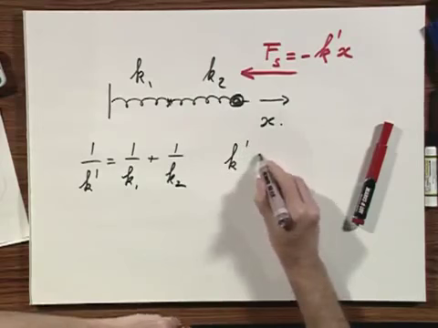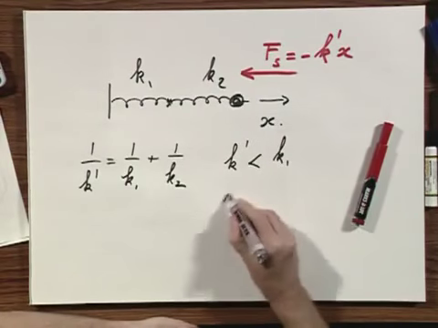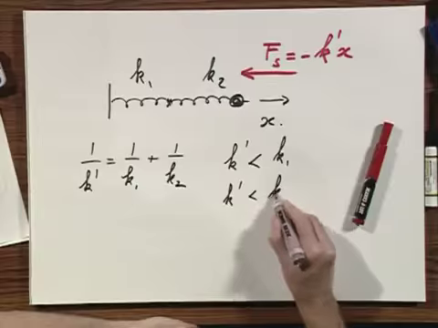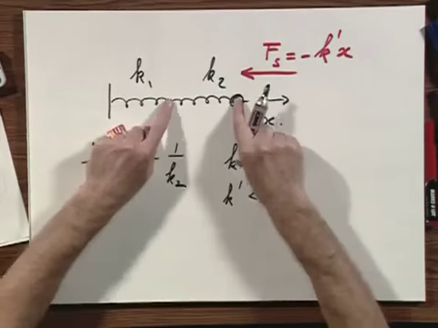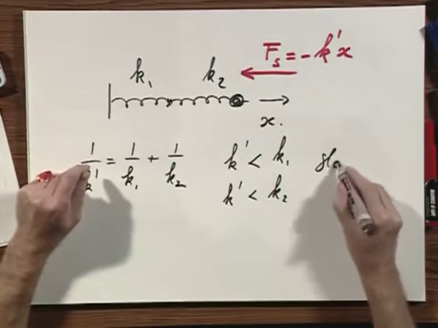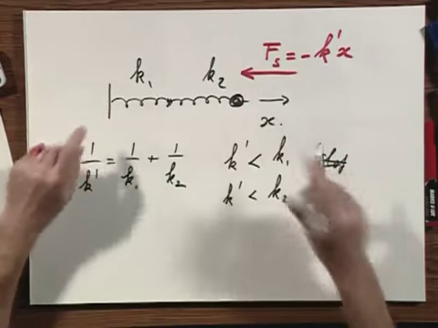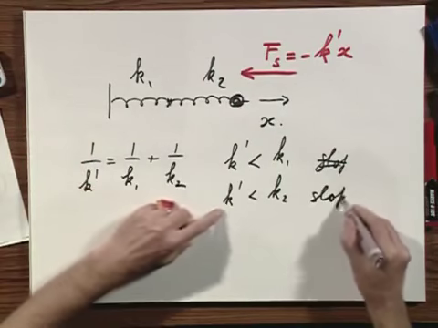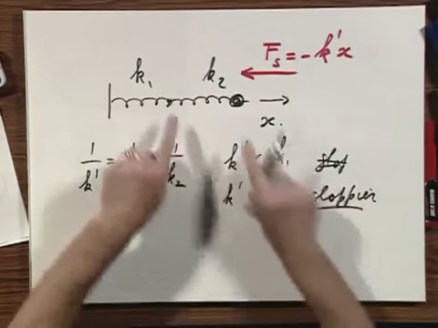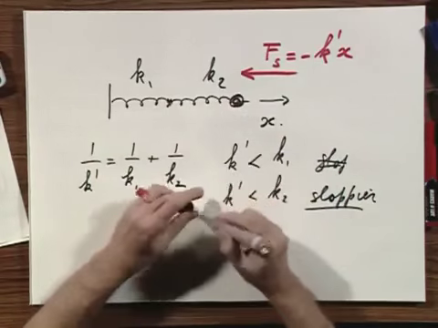Notice that k prime is less than k1 and that k prime is also less than k2. In other words, the 2 springs together are sloppier than just 1 spring. And that may actually be consistent with your intuition. If you have a very long spring, it is much sloppier than when you cut it in half and you try to push half the spring in. It will take you a larger force to push it in over the same amount. That may be consistent with your experience and with your intuition.